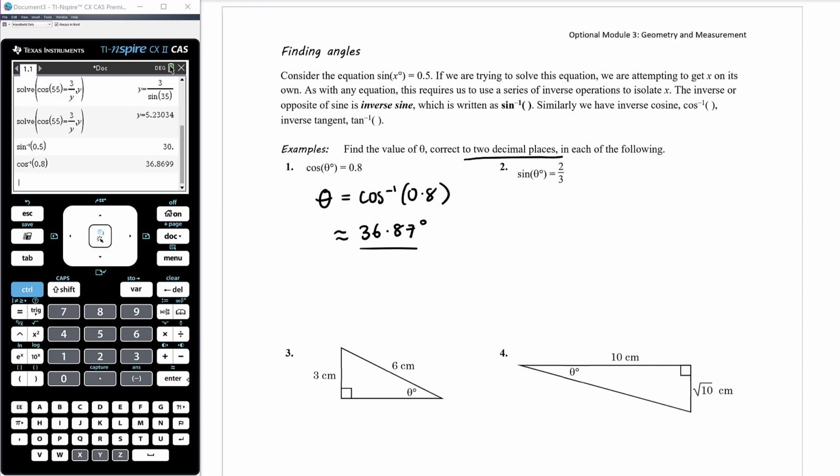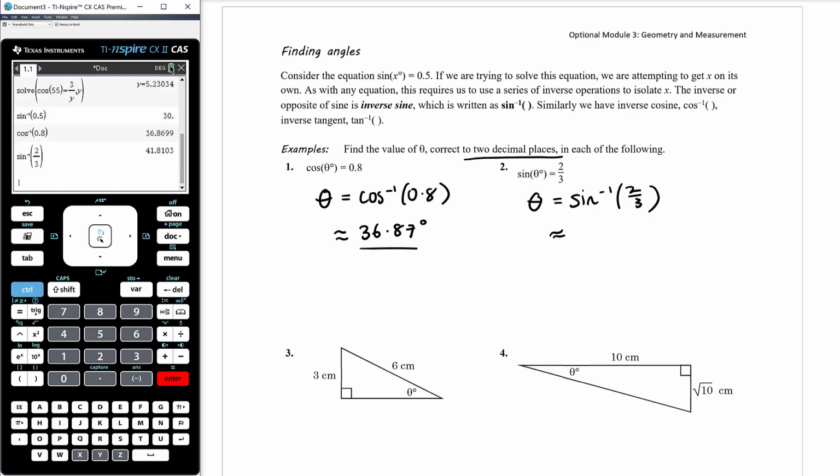Okay, if sine of theta degrees is equal to 2/3, that means that theta is inside the sine function. We need to do the opposite of sine, which is inverse sine of 2/3. Okay, so trig button, inverse sine of 2/3, Control Enter to get my answer as a decimal, 41.81 degrees to 2 decimal places.